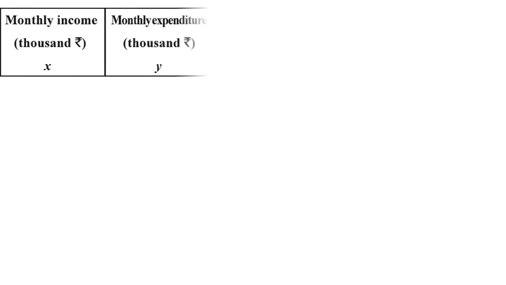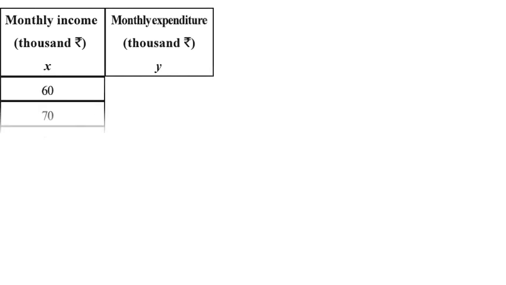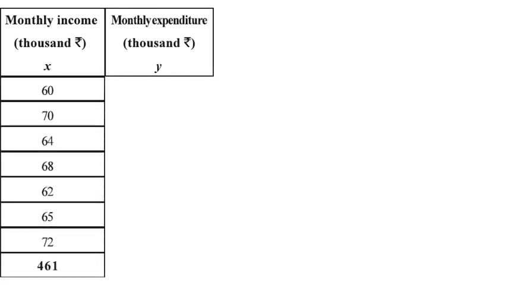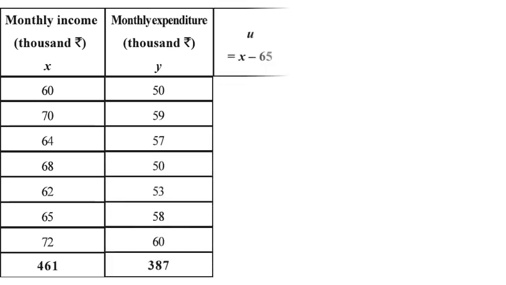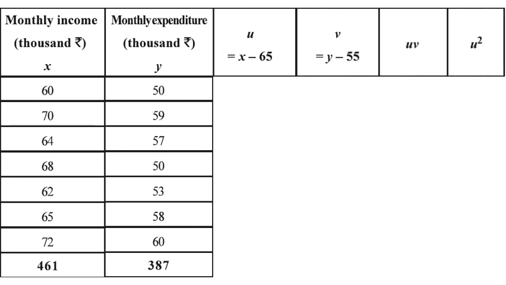Start by writing down the original observations, that is x observations, total, y, all the observations, and total. Now once you are done with writing down the question, start with the columns. We know that for the uv method we need u, v, uv, u square, not v square.